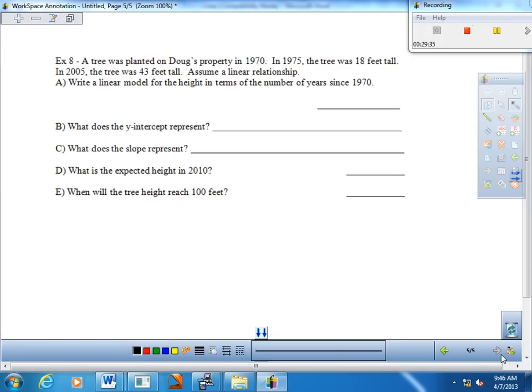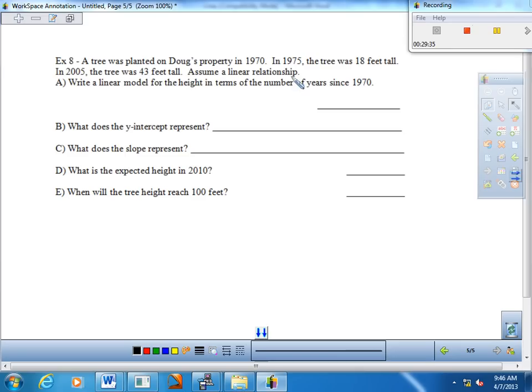All right, last one, guys. Let's put it all together. So just in terms of being a linear function, let's see if we can write a model for this and maybe utilize it a touch. So here's what I have. A tree was planted on Doug's property in 1970. In 1970, the tree was 18 feet tall. In 2005, the tree was 43 feet tall. And we will assume a linear relationship in the growth of the tree.